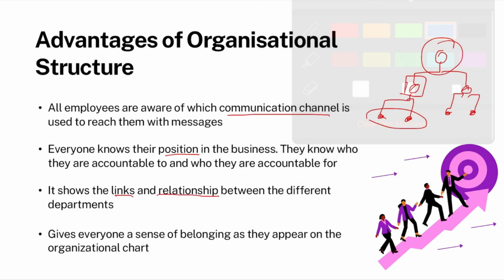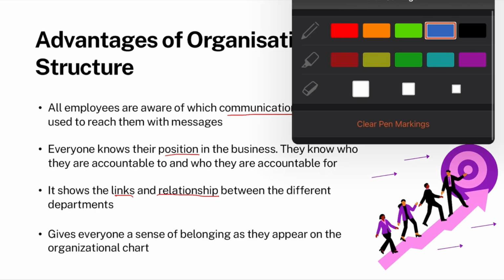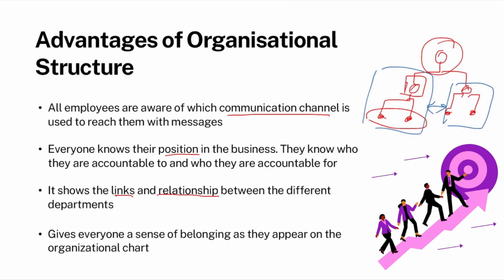It shows the links and the relationships between the different departments. So in this case, we have two departments. This is the first one, this is the second one. We can know about the relationship between these two departments. Lastly, it gives everyone a sense of belonging as they appear on the organizational chart.